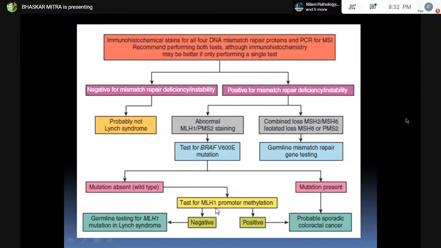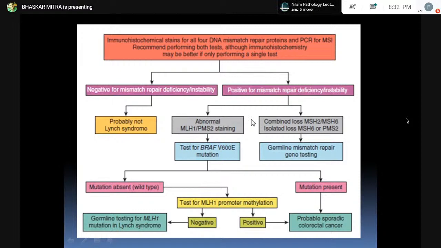Now, what do we do? First of all, if we get a colonic cancer, we first go for mismatch repair gene detection, that is, MMR instability or microsatellite instability. First we test either by immunohistochemistry or by PCR. If we find that there is no MMR instability, it is probably not Lynch syndrome, that is a CIN group. Or if it is there, then in which group is it affected?